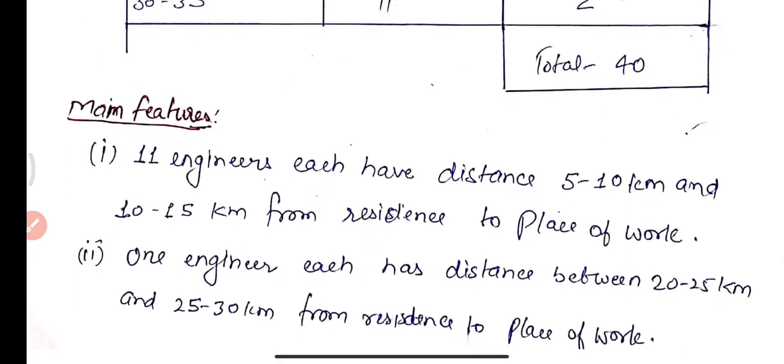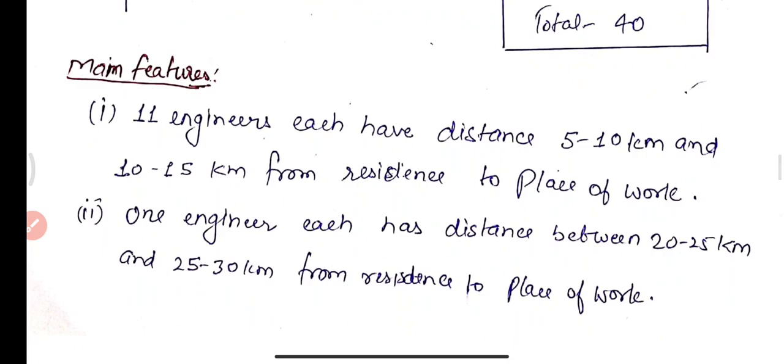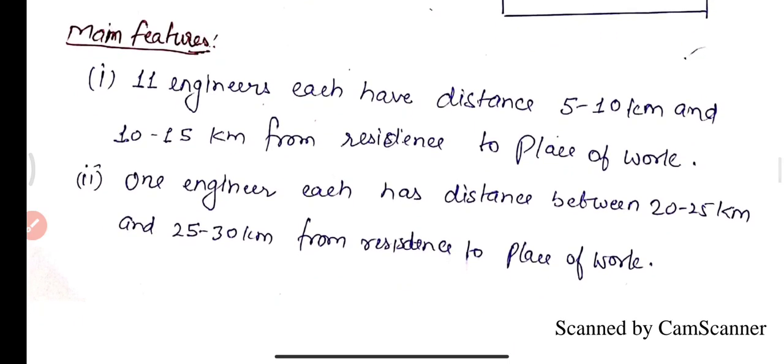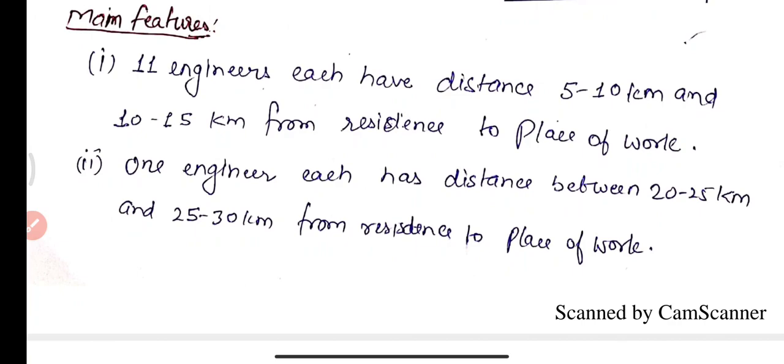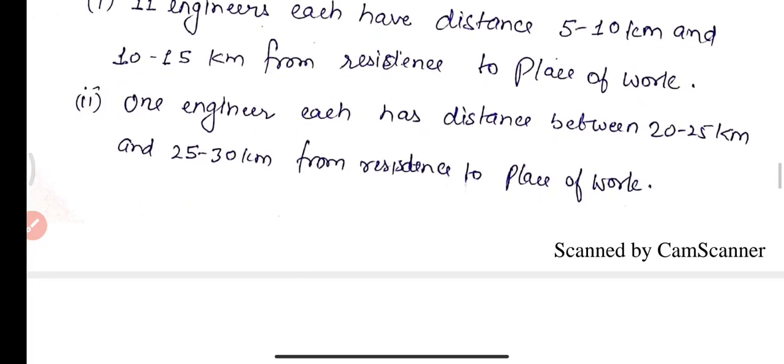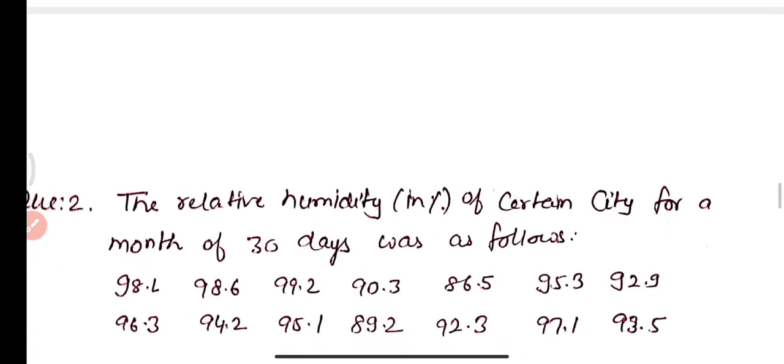But the main features from this table you can observe that 11 engineers each have distance 5 to 10 kilometer and 10 to 15 kilometer from the residence to place of work. Similarly 1 engineer each has the distance between 20 to 25 kilometer and 25 to 30 kilometer from residence to place of work. So now proceed for question number 2.